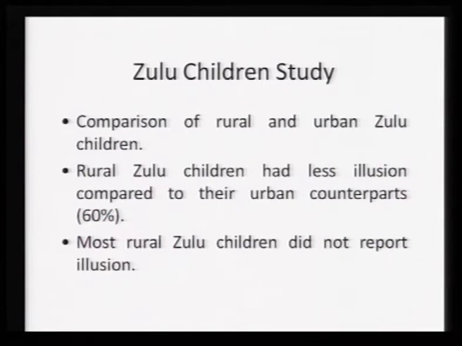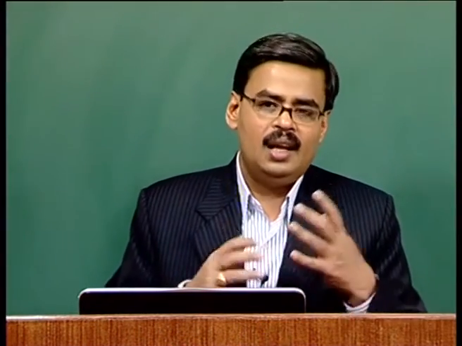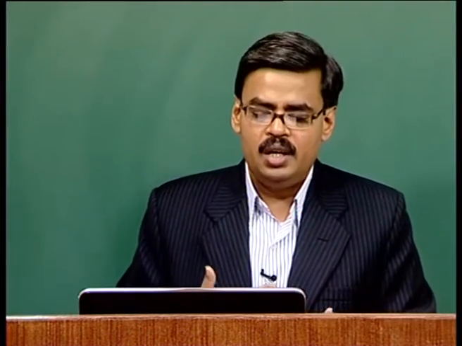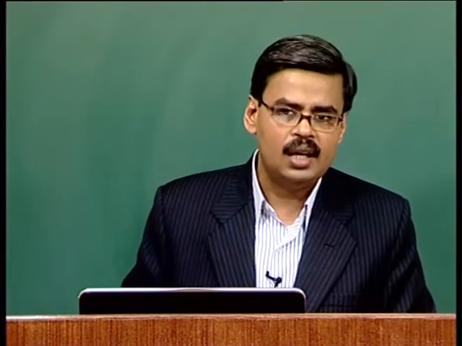The 60% reduction of trapezoidal window illusion found in rural Zulu children is attributed to the fact that the rural Zulu setting does not have too many rectangular objects, and the language that the people from that culture use has an absence of words like window, square or rectangle.